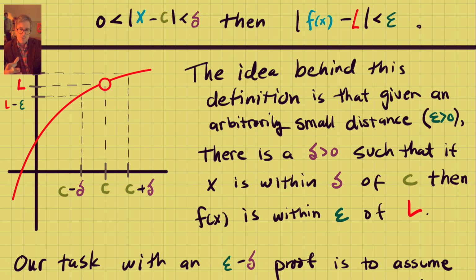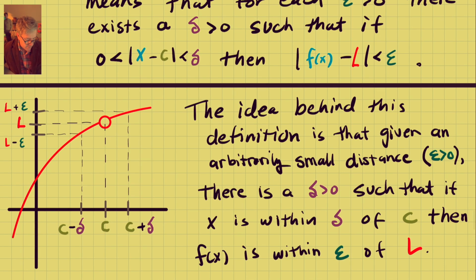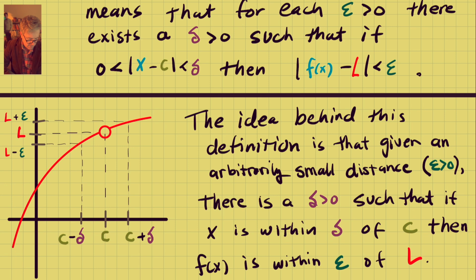If you can set up this relationship where, given an epsilon, I can produce a delta, then no matter how small the epsilon is that you give me, I can always find a delta that guarantees that you're within epsilon of the limit, right? And so here's a nice picture just to illustrate this.